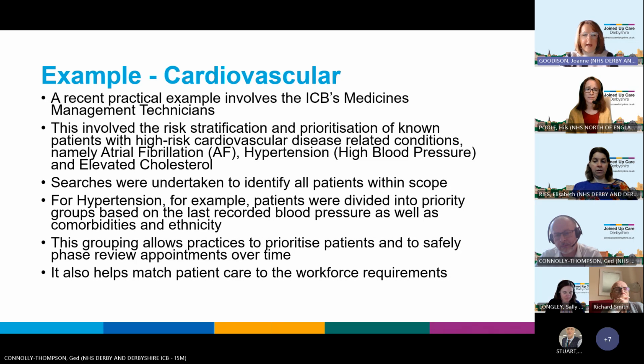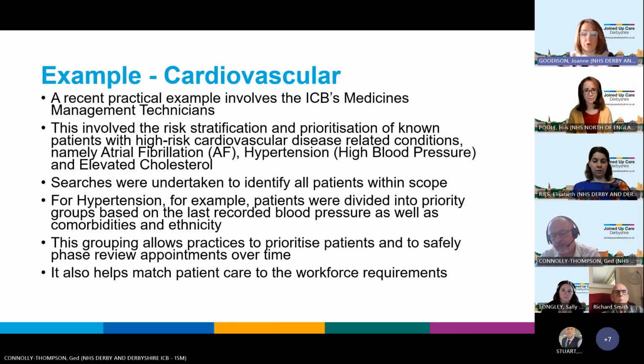So we worked with the ICB medicines management technicians that work within practice to carry out some of the risk stratification and prioritisation of known patients with hypertension, high blood pressure, also atrial fibrillation and elevated cholesterol. And that was basically, a search was developed to upload onto the clinical systems, either System 1 or EMIS, to carry out searches of the existing hypertension registers, and look at the patients that are stratified into priority groups.